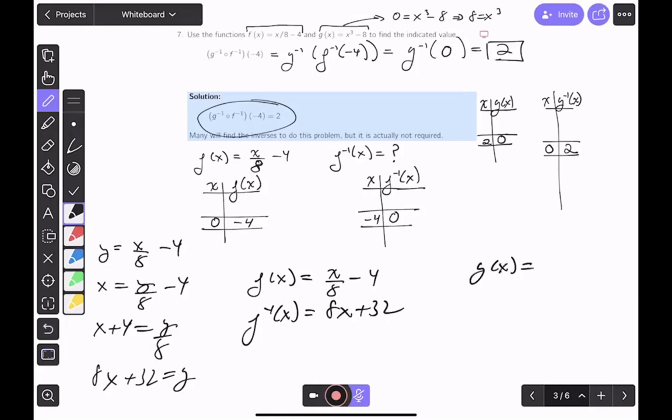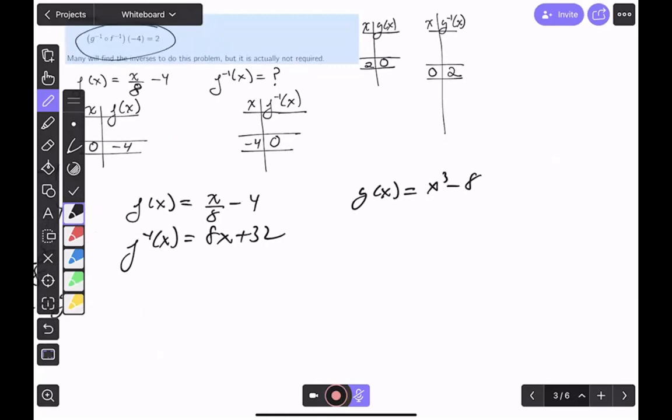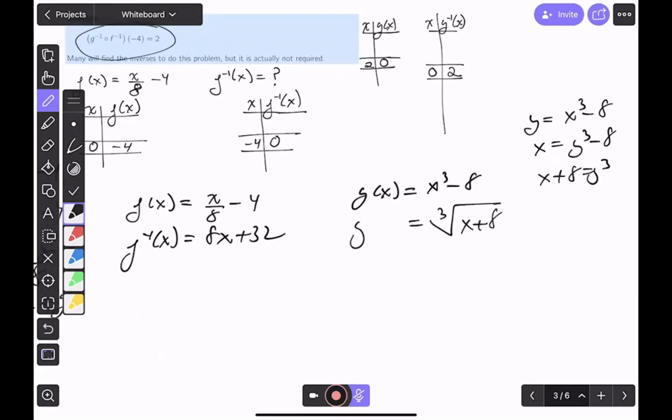Let me put down G of X down. And what's G of X? X cubed minus 8. It's another way to do the problem. You say it's too much work. I think you got to do the work you want to do. I'll write this over here. Y equals X cubed minus 8. Change X and Y around. X plus 8 equals Y cubed. Or Y would equal the cube root of X plus 8. And this would be G inverse.